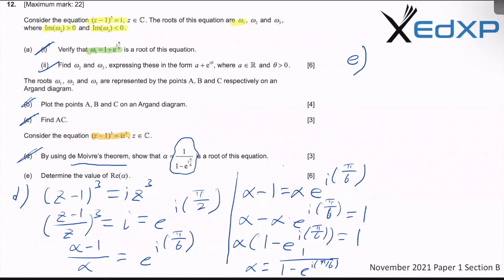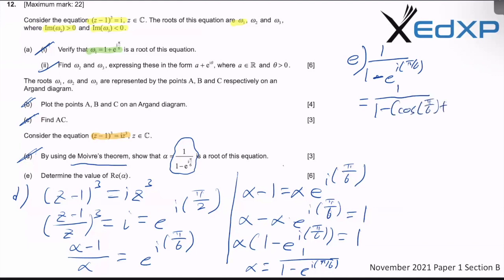Okay, and part E, we want to determine the real component of alpha. Okay, to determine the real component, we probably need to break up our e. Okay, so let's try and do that. We want to change from polar form to maybe cis form. Okay, so we have 1 over 1 minus e to the i pi over 6. Okay, let's change it to cis form. This is a nice special angle, so it should simplify.